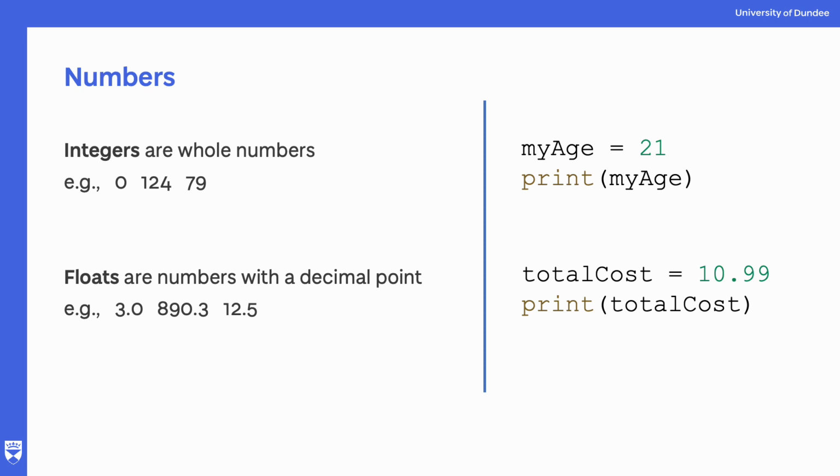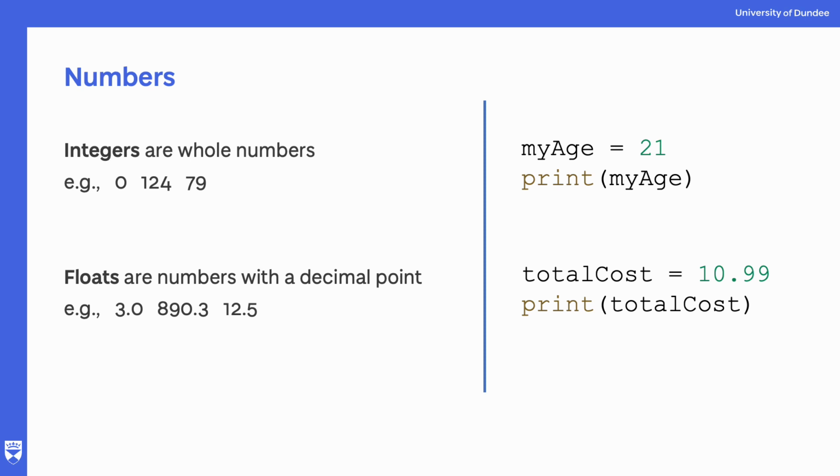I don't specify when I create it what type of variable it is. All I'm telling the computer is I need a space in the memory to store something. Here is the name of the thing that I want to store, and I want you to set the value of that memory space to be, put inside it 21, 10.99, whatever you have after that equals, after that assignment.